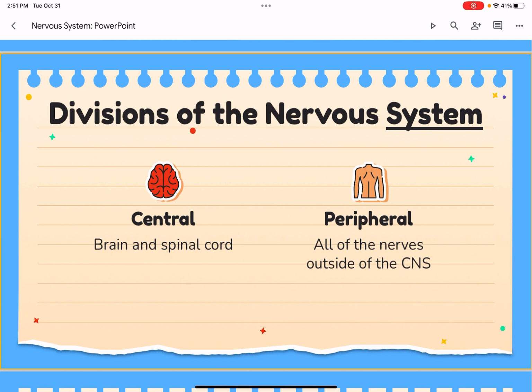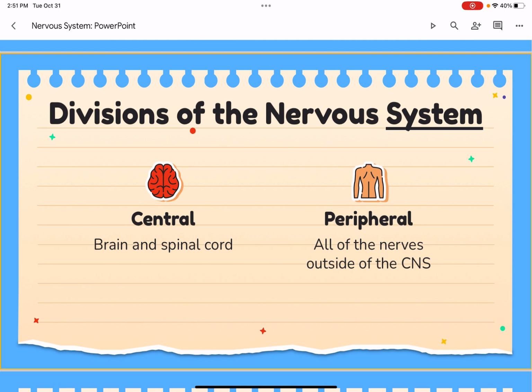So we have divisions of the nervous system. The central nervous system is the brain and spinal cord, and the peripheral nervous system is all of the nerves outside of the central nervous system. The brain and spinal cord are the central nervous system. These organs serve as the control center of the body. They receive and integrate incoming information and determine appropriate responses.